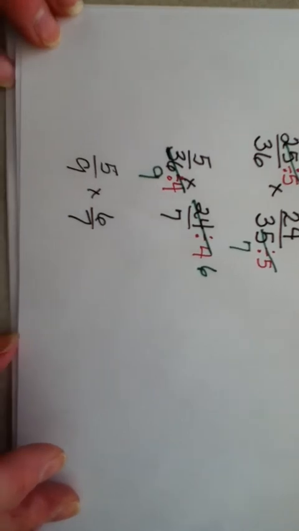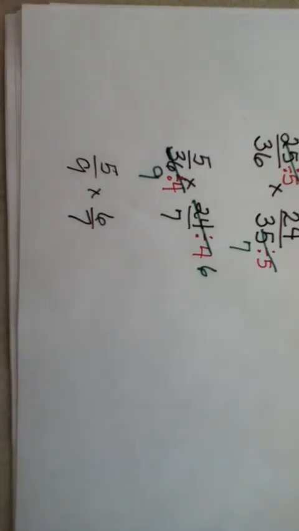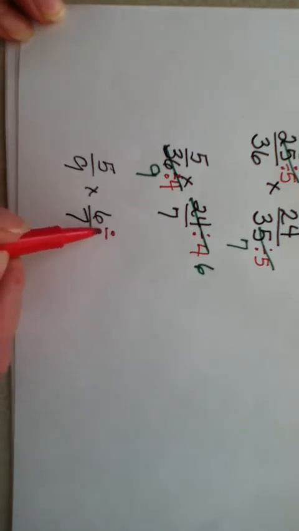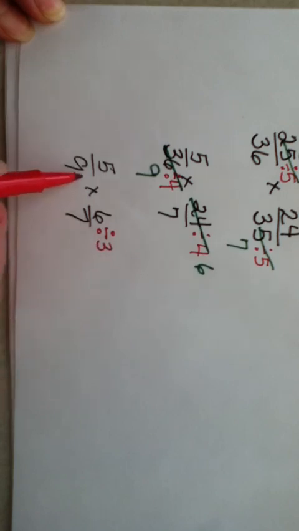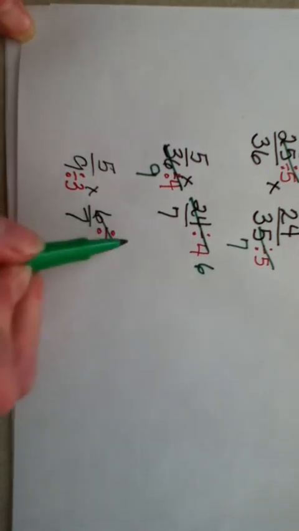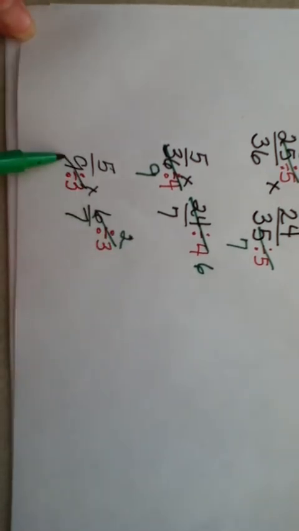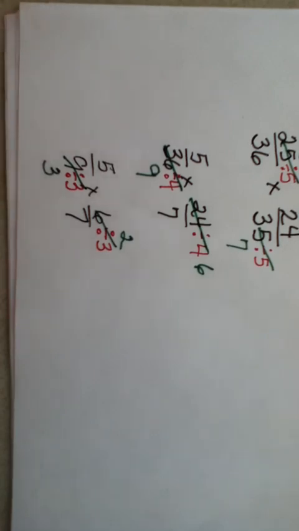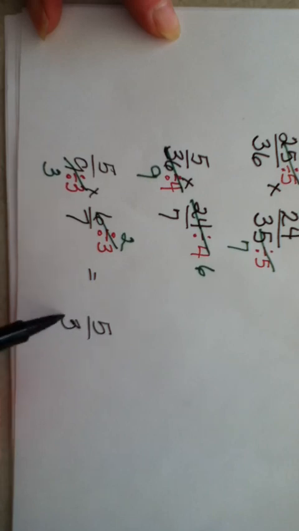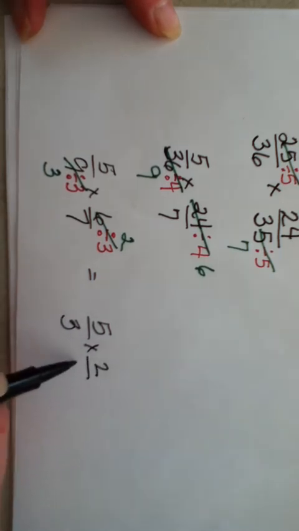And I ask the same question. Can I find a number on the top and a number on the bottom that can both be divided by the same number? Well, what about that 6 and 9? Can we find a number that'll divide into both of them? And I see that I could divide 6 by 3 and I can divide 9 by 3. 6 divided by 3 is 2. 9 divided by 3 is 3. And now my problem has become 5 over 3 times 2 over 7.